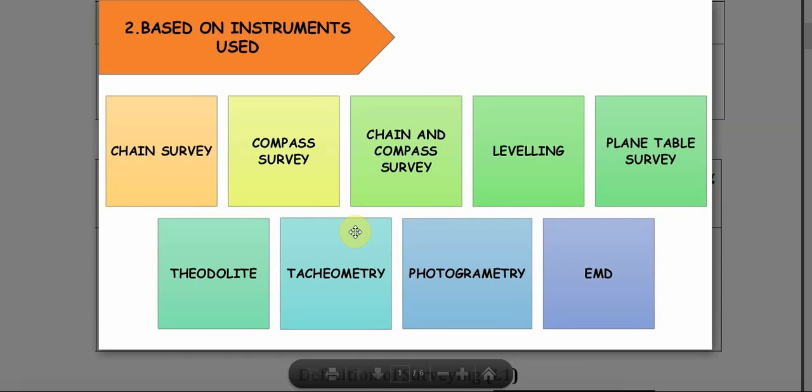aerial photogrammetry. This is a type of surveying where we are taking a photo and we are analyzing the photograph to find the distance between 2 points and the features that are present in the photograph, or electronic measurement devices. If you are using electronic devices such as an electronic theodolite or total station.